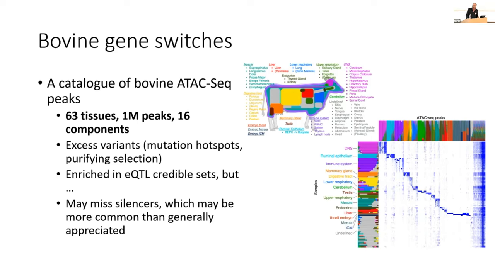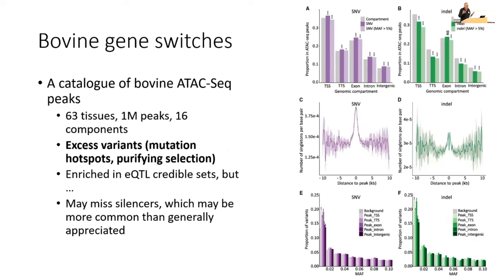So people in the lab, especially Haruko Takeda, generated a catalog of bovine ATAC peaks in 63 tissues. She obtained approximately 1 million peaks. And we assigned them in an unsupervised way to 16 components, but they correspond very well to anatomical systems. So what are the key messages from these studies? When we overlay that with the genetic variants that we know of in cattle, we find more genetic variants in these peaks than would be expected based on the proportion of the genome they represent, which has also been observed in other species. And this is due to the fact that these ATAC peaks are mutational hotspots. The second thing here is the distribution of singletons as surrogates of de novo mutation. There's really a peak of de novo mutations in these peaks. But nevertheless, if you look at the site frequency spectrum, there's evidence for purifying selection.